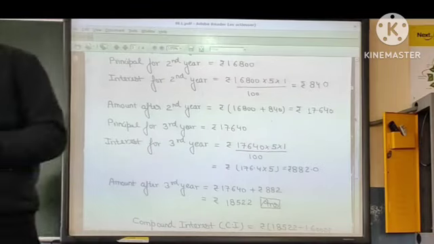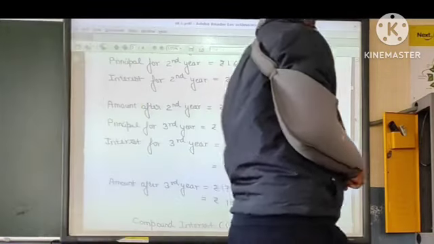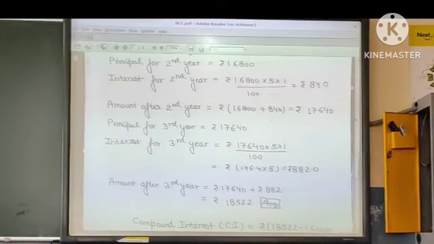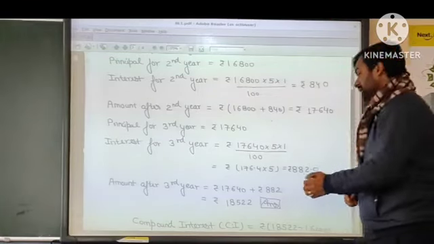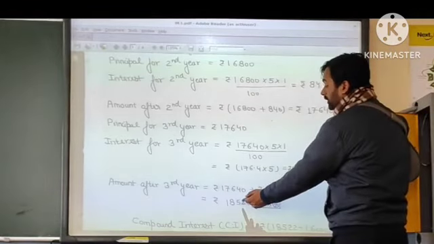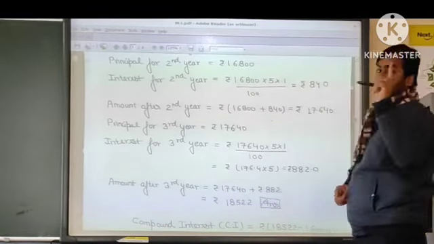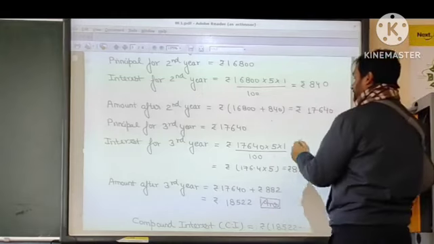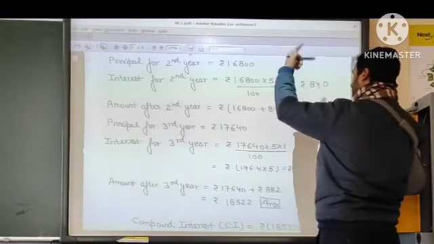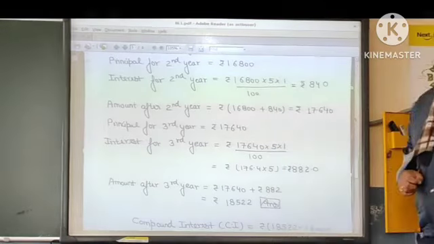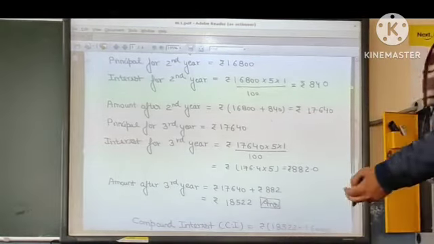Yes. And what is the compound interest? Compound interest here can be calculated by two methods. One is amount minus principal. What is the principal? The principal of the first year. Or you add the interest: 840, then 882, and the first interest, 800. All three you add, and you get the interest that way also.